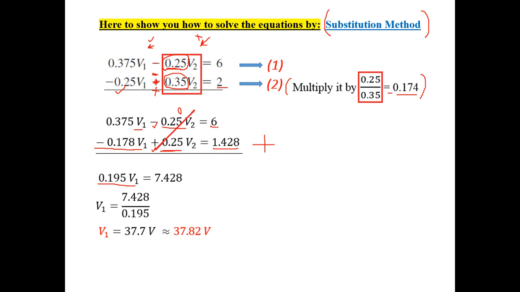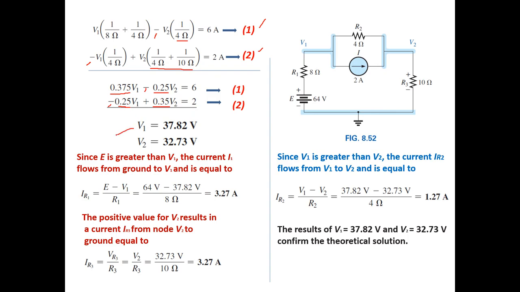Again, add 6 plus, because this is also plus here, so 6 plus 1.428, it will be 7.428, and just divide this number by the factor of V1. You will get V1 equal what? 37.882.